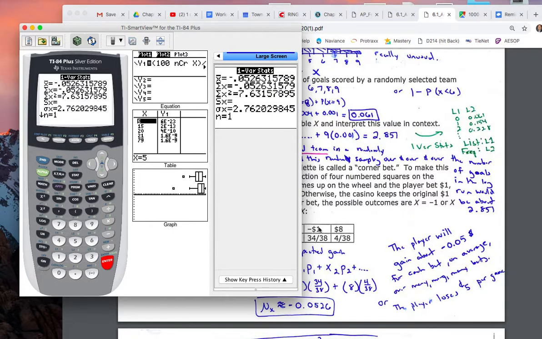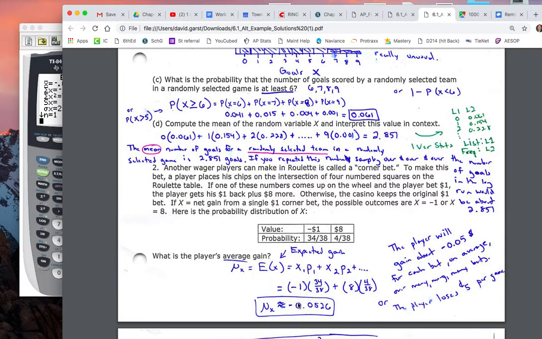-0.0526. Now, since these outcomes are in terms of dollars, then this number is dollars. So what does this mean? How do we interpret this? Well, this means that after playing many bets on roulette, the expected gain that a player has in playing on a corner bet is about -0.0526, or it's kind of like losing a nickel about every time you play the game, on average.